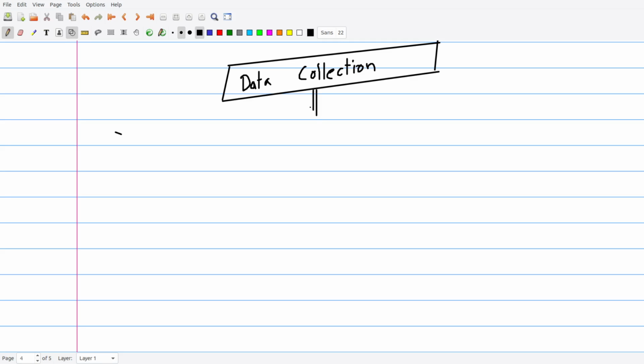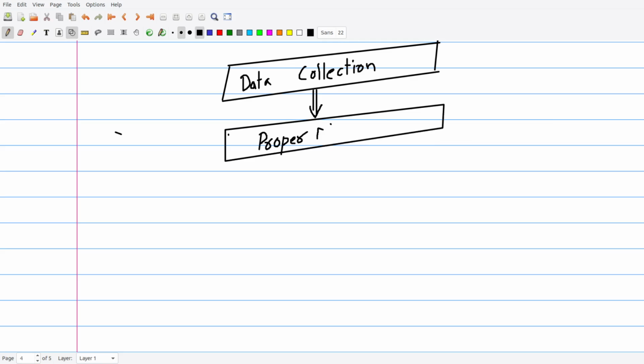After this step we go to the second block. What is the second block? The second box is proper model selection. So we have to select a proper model, just like in the case of weather we have selected a weather load model. Then we have the third box.